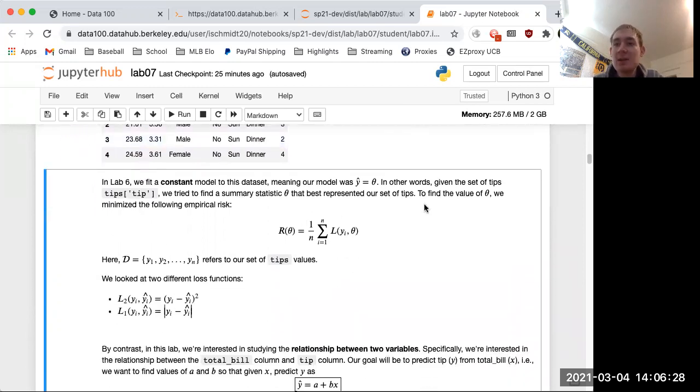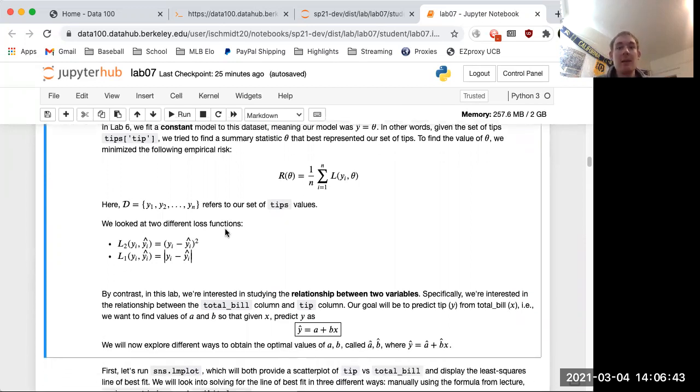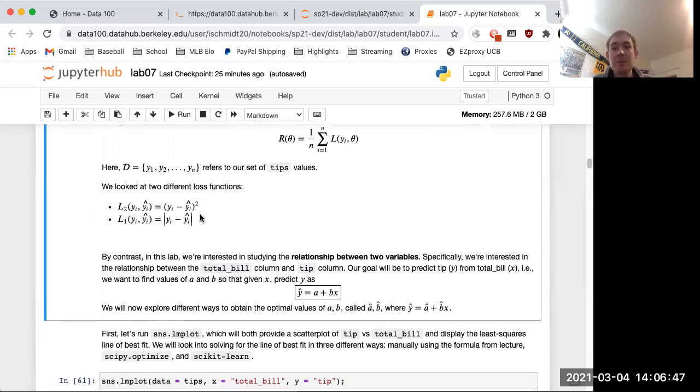So again, we did the constant model. There you go, you can see it. So we have just one theta value, one parameter, and depending on the value of our parameter, we'll get a bunch of different losses, and we want to find the parameter that minimizes the loss. And we did that with both squared loss and absolute loss.